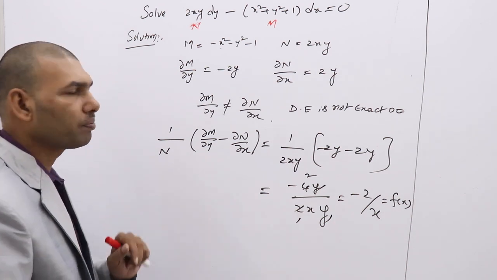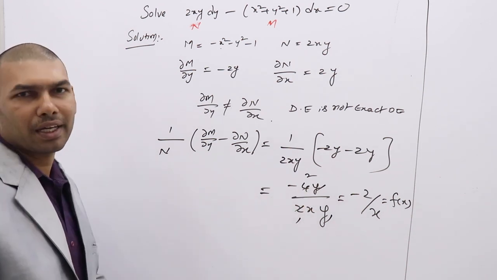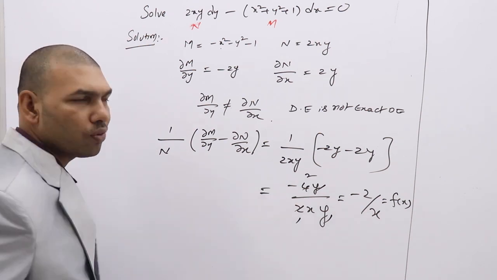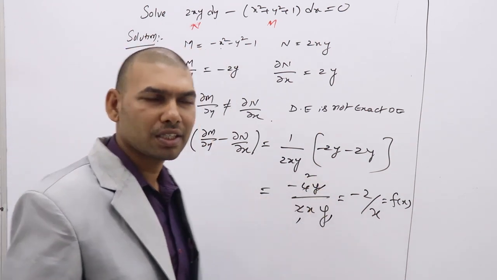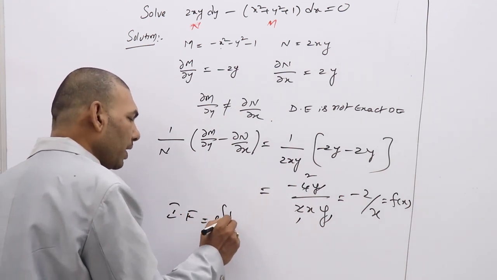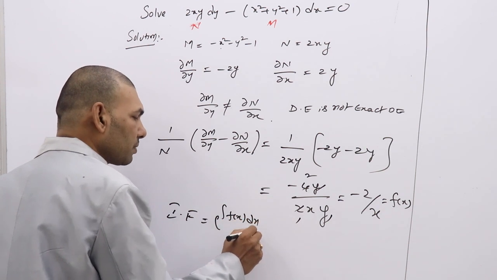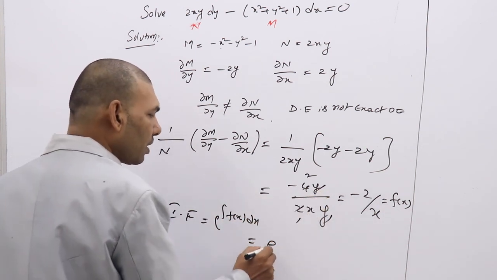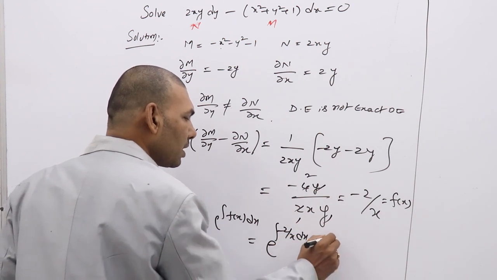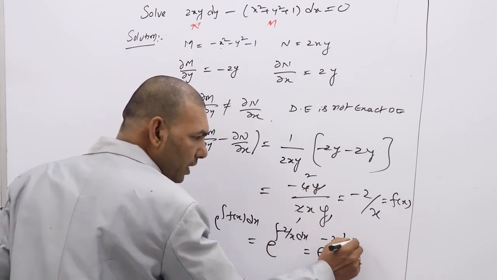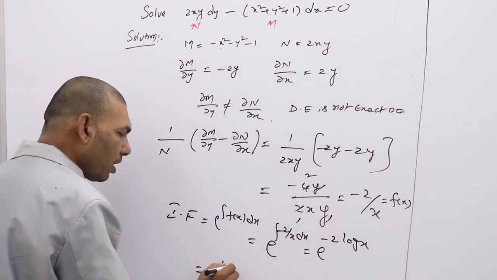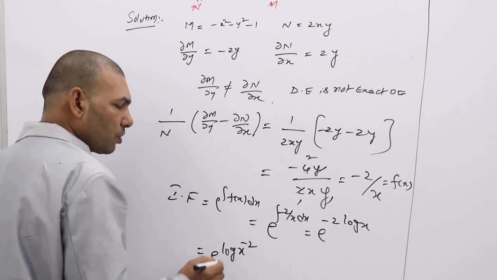So now we have a function of x. So the integrating factor will be e power integral f of x dx. f of x is minus 2 by x, so e power integral minus 2 by x dx, that is e power minus 2 log x.